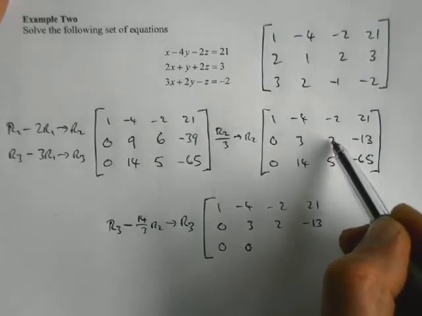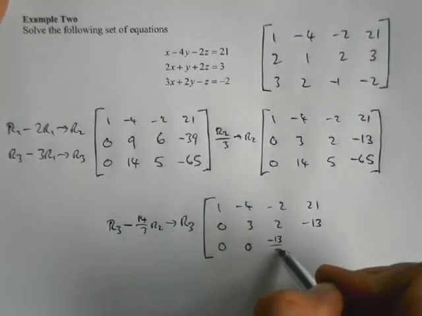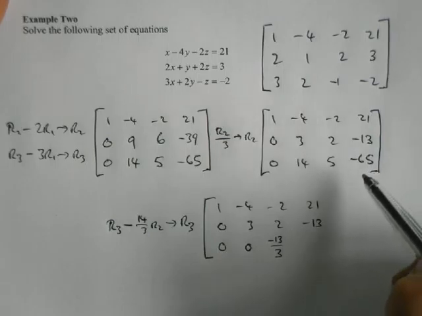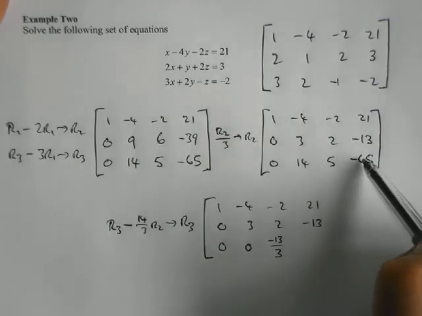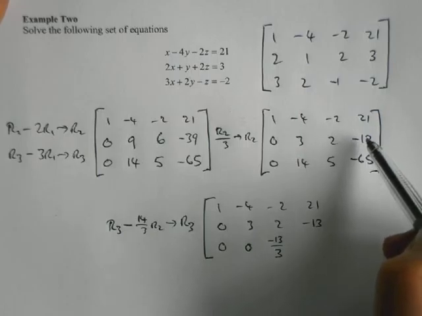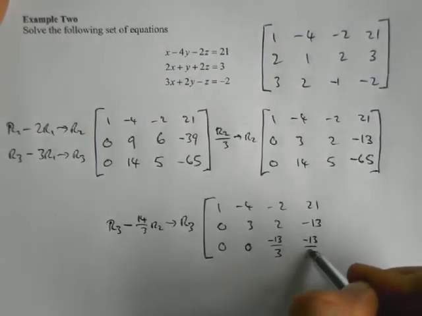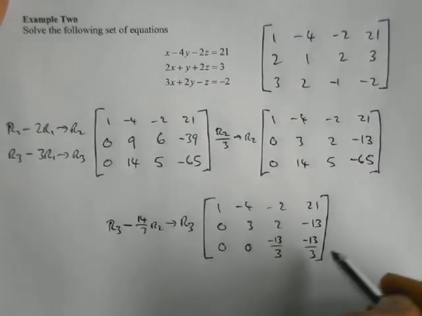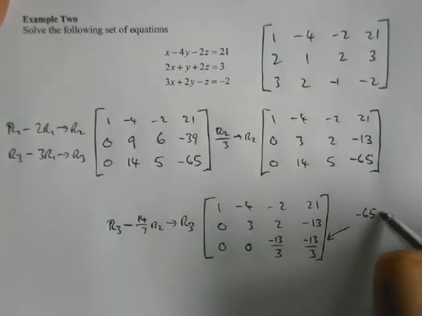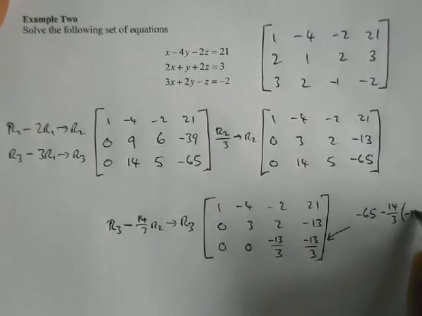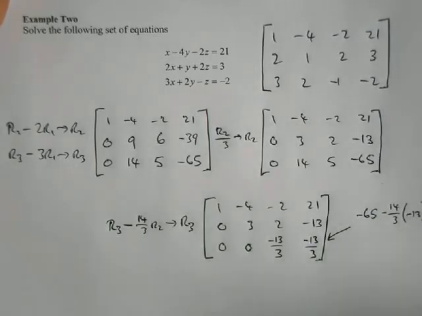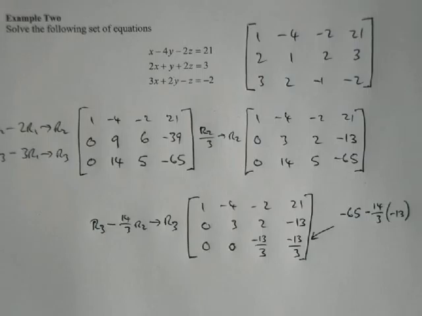And then we're going to do negative 65 take away 14 thirds of negative 13, which is going to be a bit of a mission. So 14 thirds, 65 and thirds, so it comes out to be negative 13 thirds as well. You may want to do a little bit of a check that I've got that one right. So what I was doing there was negative 65 take away 14 thirds of negative 13. So just double check. Using a calculator is quite often a good idea. You may have to do that. But I now have the whole thing in reduced echelon form, so I can go and do my back substitution.